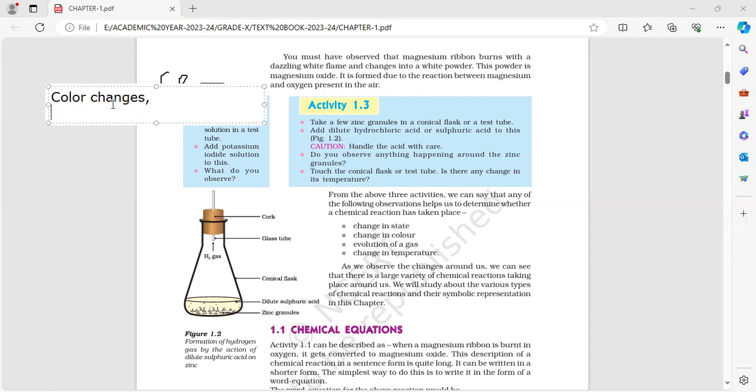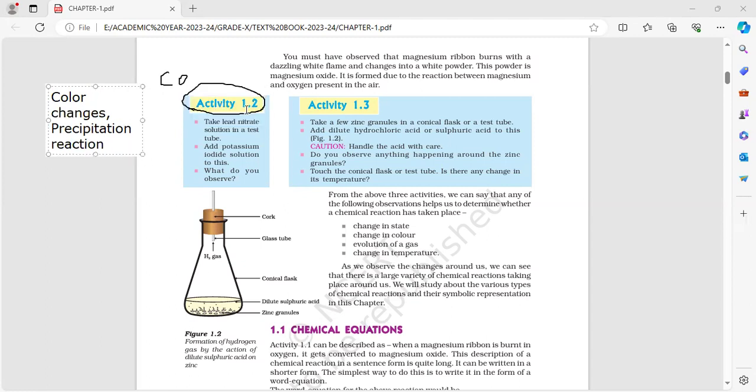And the second one is that it is also known as a precipitation reaction. Why precipitation? What is precipitation? You will understand everything now. So in activity 1.2, you should remember 2 points: one is the color change, and also a precipitate will form in this reaction.